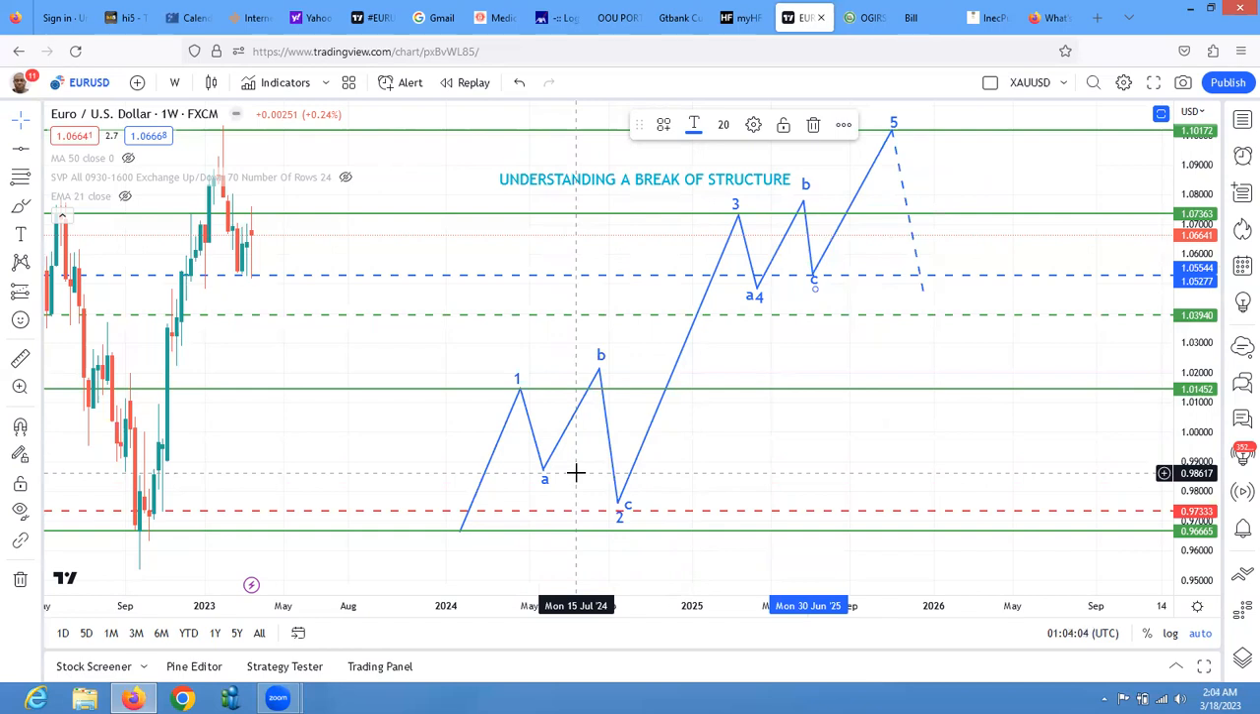Now, when you have a correction D that didn't break the structure of 2, because you must know, oh, where is the structure of 2? The structure of 2 is at 85.4. And when a price is correcting A, you don't actually know where the price is going to get to. And as a matter of fact, you don't want to trade it. Wave 1 ended itself. Where wave A is going to end, you don't know.